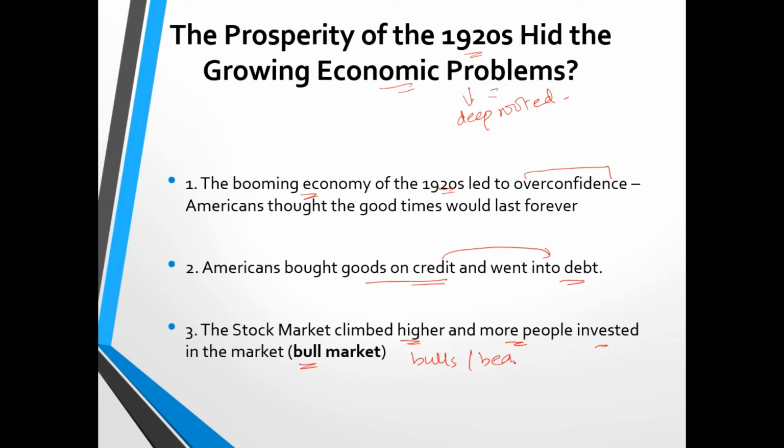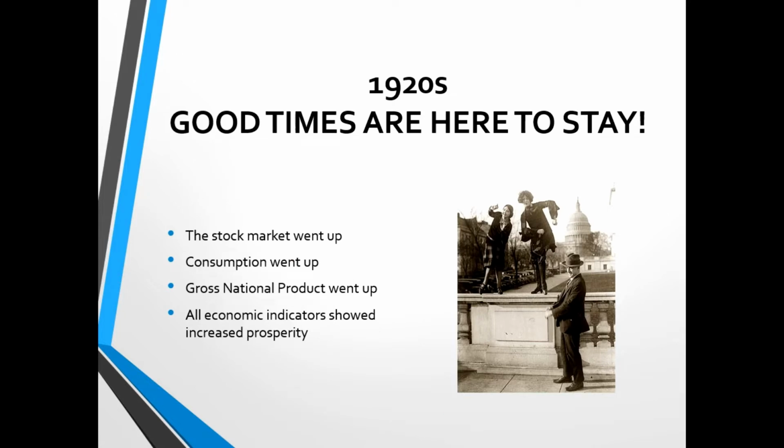So bears and bulls, these are the two types of markets. Bears means when the market is falling. In a bull market, one thing is important: even the small investors start investing a lot of money, because they start believing, okay, if everyone is earning money, we can also earn money in this market.